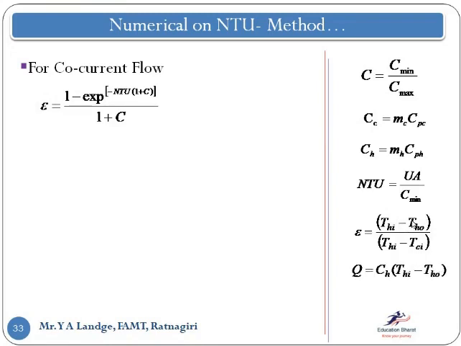Similarly, we have this equation: Q is equal to CH into THI minus THO. And another equation: Q is equal to C suffix C into TCO minus TCI. These two equations can be used if we consider a steady state process. Then I can equate this term with this term and get the third value too. From this I can get the value of THO if the condition is CH is minimum, and then I put the value here and calculate Q.